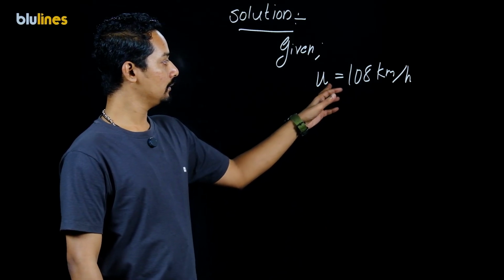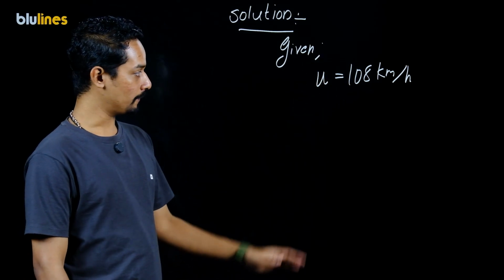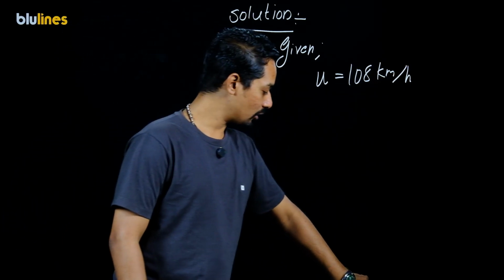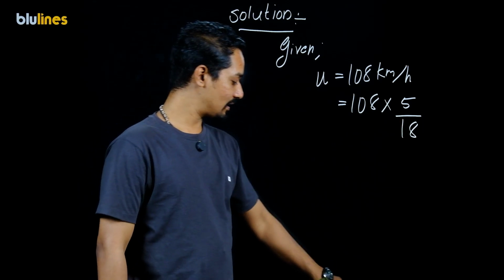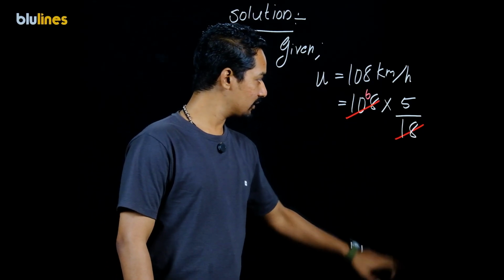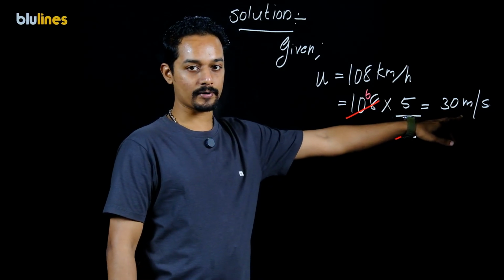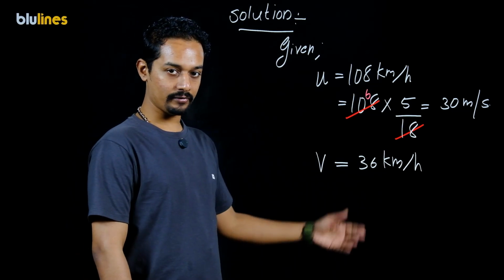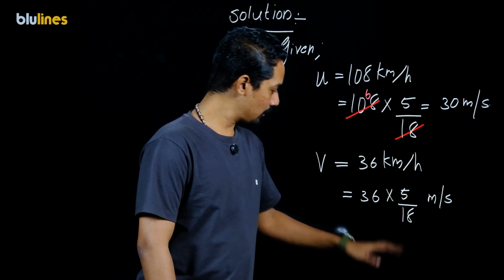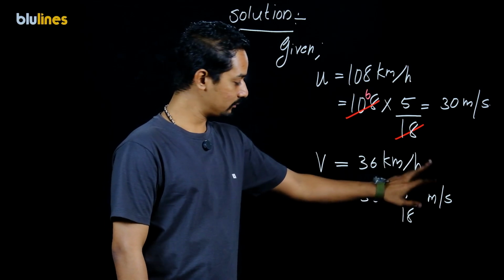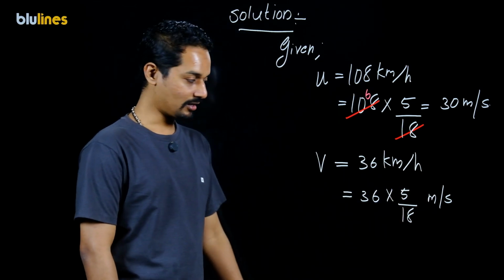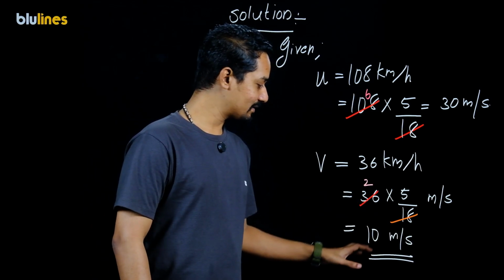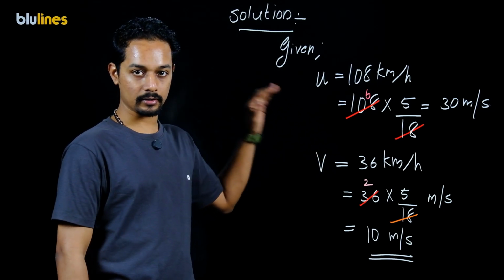So first, the initial velocity is 108 km per hour. Since it is in kilometer per hour, we have to convert it into SI unit, that is meter per second. We multiply it by 5 by 18. So we can do the cancelling, 18 and we will be getting 6. So that reduces to 30 meter per second. And then similarly for v, 36 km per hour, we convert it into meter per second. So 36 into 5 by 18, we multiply by 5 by 18 so that kilometer per hour becomes meter per second. This is a quick tip. So it becomes 2. So we finally get 10 meter per second. So now we have converted it into SI units.